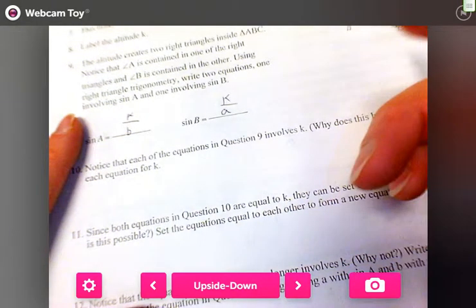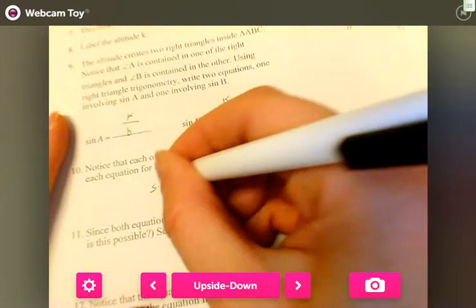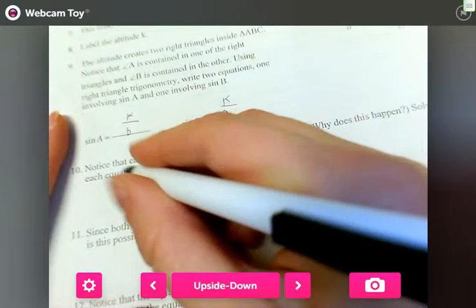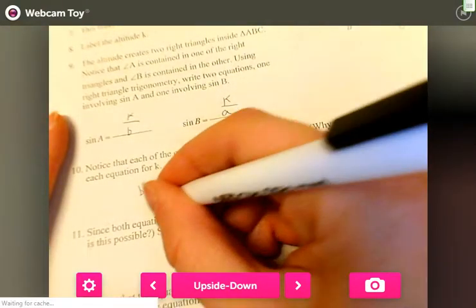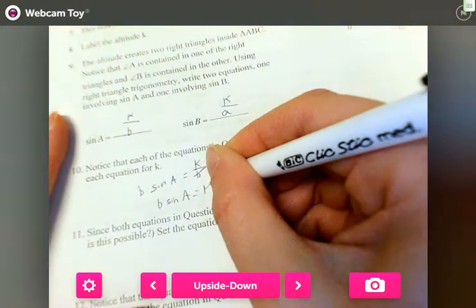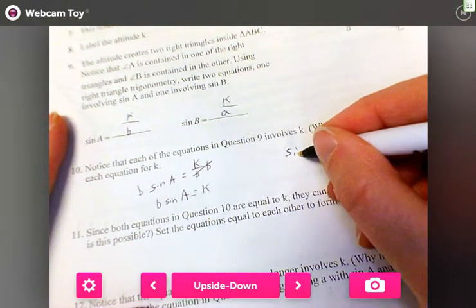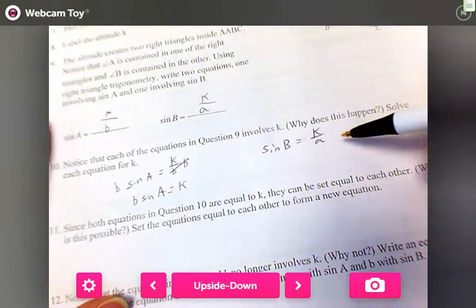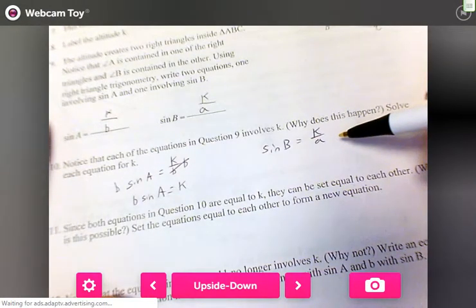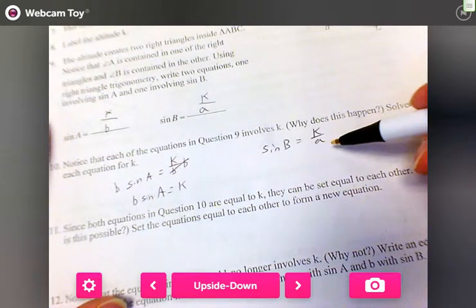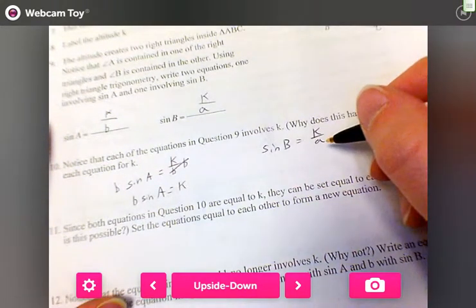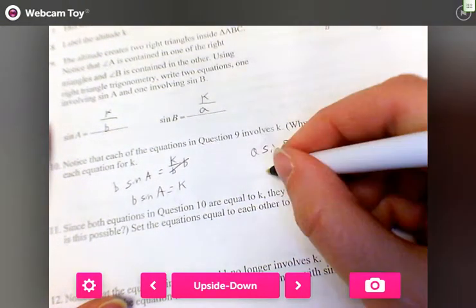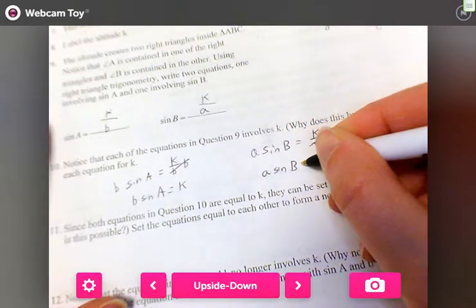We are going to solve them for K again. So we get sine A equals K over b. We're going to multiply both sides by b and get little b sine A equals K. And we're going to do that for sine B again. What are we going to get rid of on this side, for sine B equals K over a? I want K all by itself, so I'm getting rid of the a. And a is being divided, so I want to multiply. So I'm left with a sine B equals K.